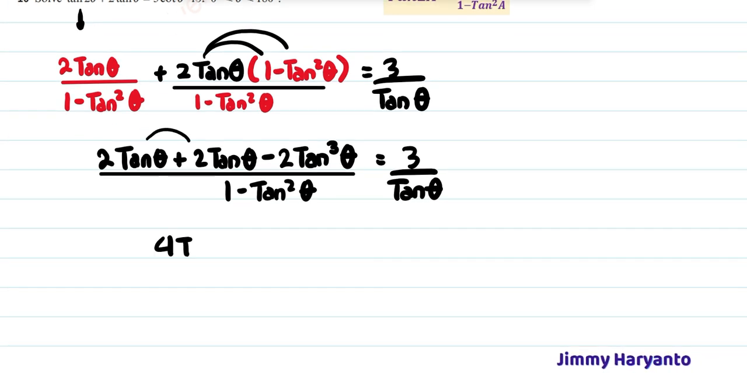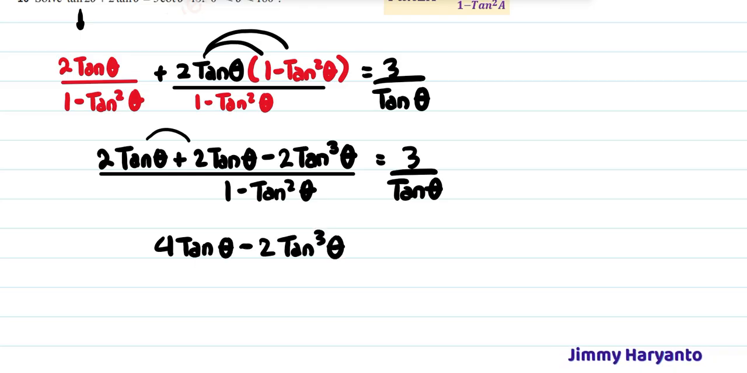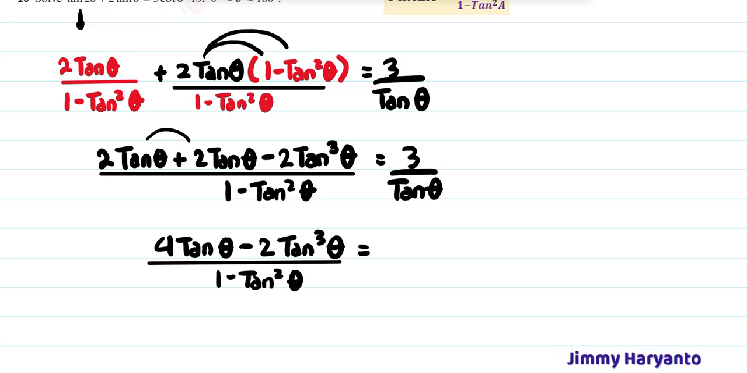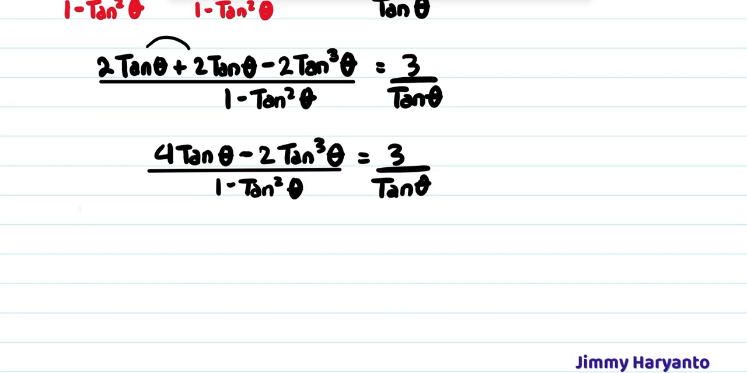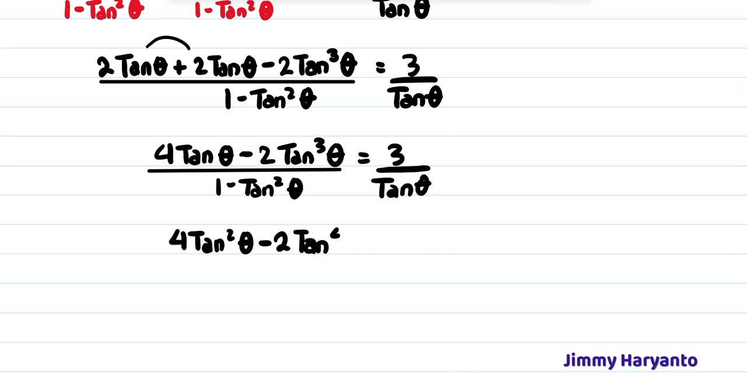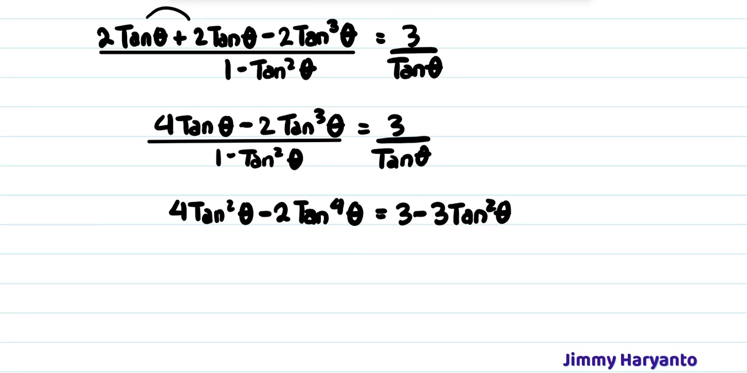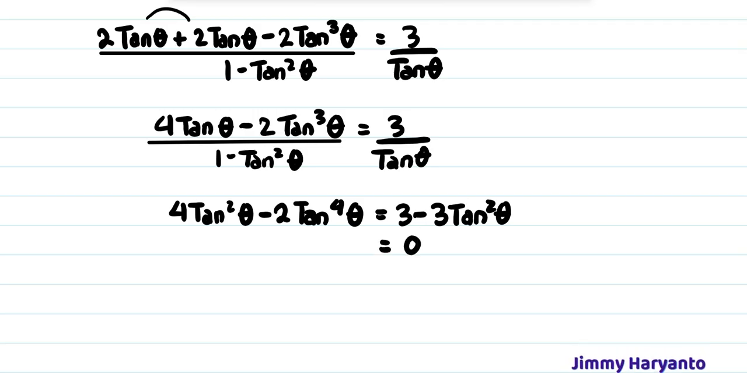So we will have 4 tangent theta minus 2 tangent cube theta over 1 minus tangent square theta equals 3 over tangent theta. Then you do the cross multiplication. You'll have 4 tangent square theta minus 2 tangent to the power of 4 theta equals 3 minus 3 tangent square theta. Then I will move everything to the right hand side, so the tangent to the power of 4 will become positive.